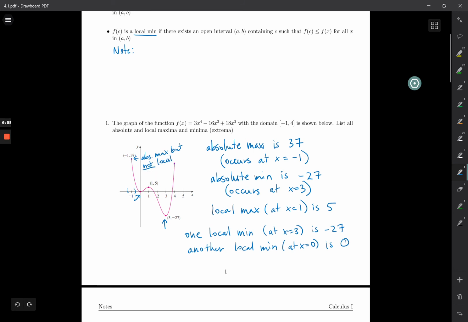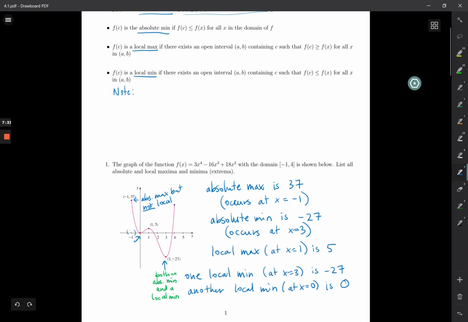Okay, and this point here was both, maybe I'll write this in a different color. This point here was both an absolute min and a local min. So it can occur that you have both, or you could have an absolute max or min, but not local. Okay.